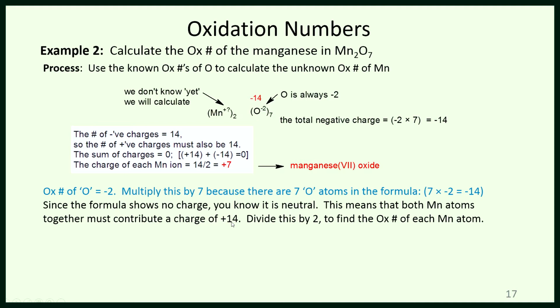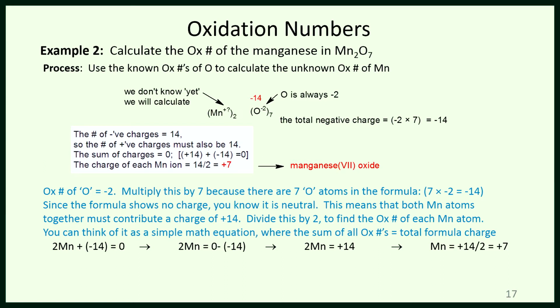+14 divided by 2, because there are 2 manganese atoms, gives us the oxidation number of each manganese atom. We always report the oxidation number of a single atom. In the same way that you multiply the -2 charge of one oxygen by 7 to get a total charge of -14, you would then take the total positive charge and divide it by the number of manganese atoms to find the oxidation number of an individual manganese atom, +7.